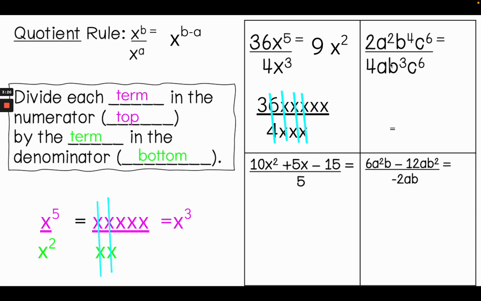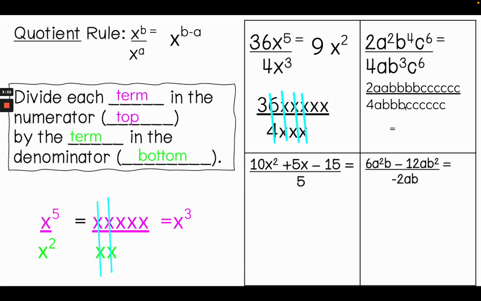Okay, here's our next box. Again, I'm going to expand everything. So I'm going to say 2 times a times b times b times b times b times c times c times c times c times c times c. The bottom is going to say 4 times a times b times b times b, because there's 3 of them, times c, c, c, c, c, c. So 6 of them. Again, however many the power is, that's how many I'm multiplying it by.